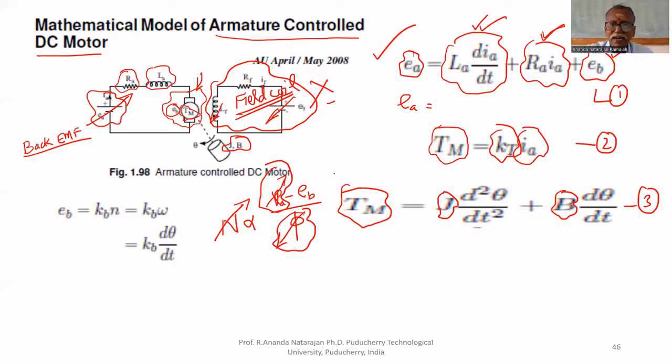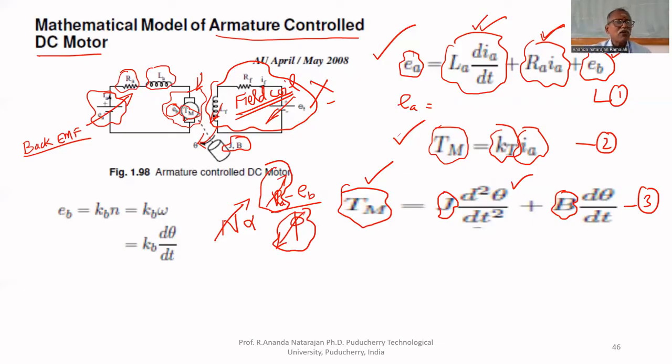For the mechanical-electrical relation, there is one equation. The mechanical torque developed equals KT times IA, that is the second equation. Then a mechanical equation, because the armature is connected with a load whose inertia is J, dashpot constant is B. Therefore, Tm equals J d square theta by dt square plus B d theta by dt, the mathematical model of a rotational system that we already studied. So we got three equations.